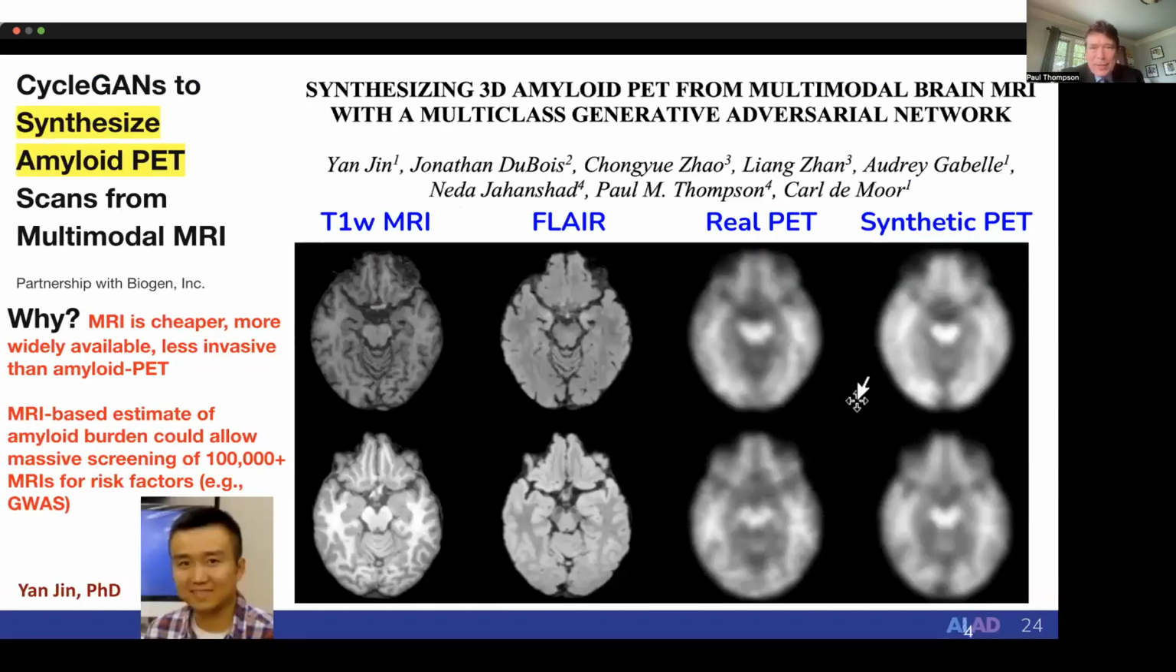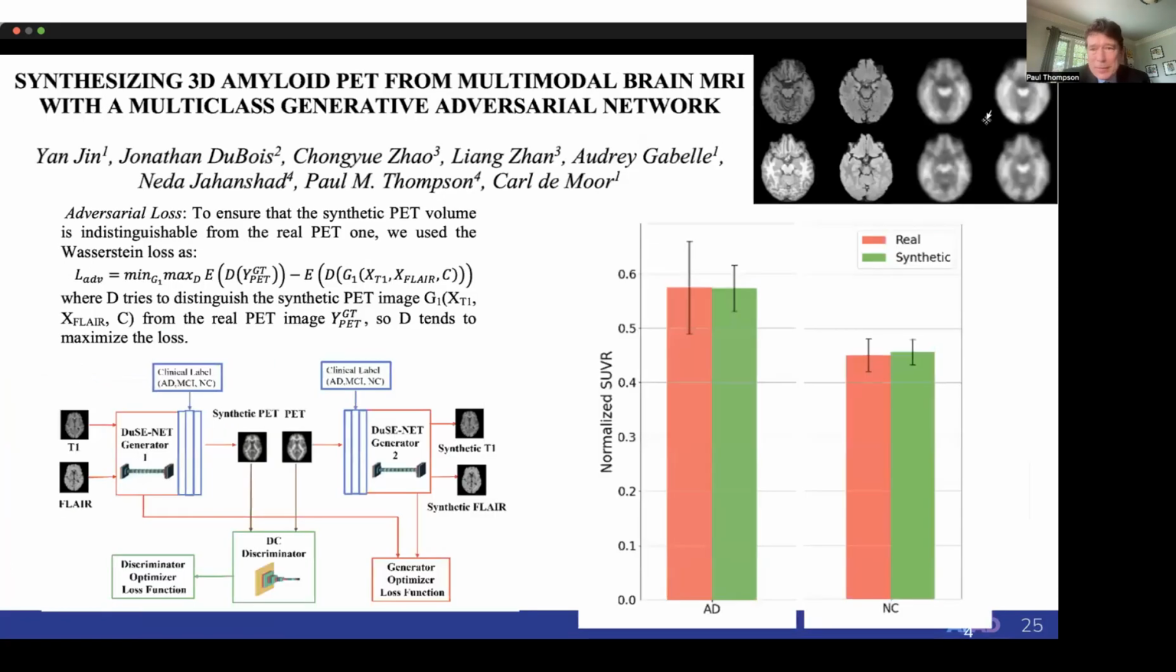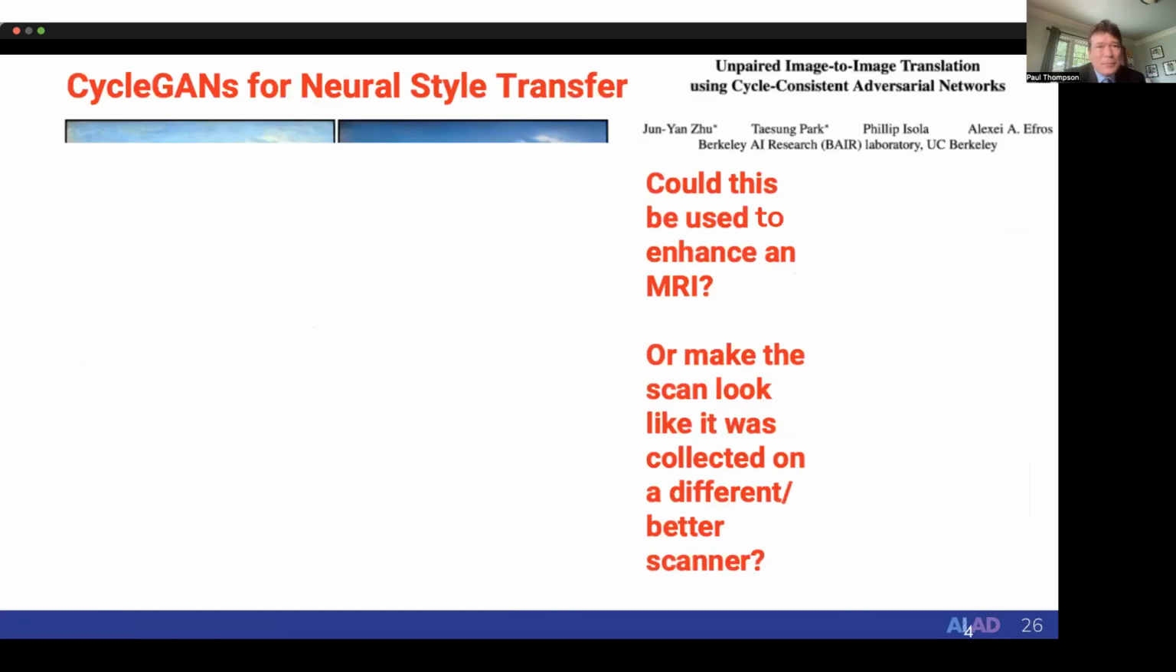This work by Yan Jin, in collaboration with us at Biogen, has had a patent filed on it by Biogen. It can create a synthetic PET scan, an amyloid PET scan, from multimodal MRI. MRI is a lot cheaper and much more widely available and less invasive. And imagine if you could create PET scans for people with just an MRI. You could allow massive screening of huge databases of MRI. And this actually seems to be quite promising in reproducing, on data that's been held out, the profile of amyloid in the brain when you have ground truth available to verify it.